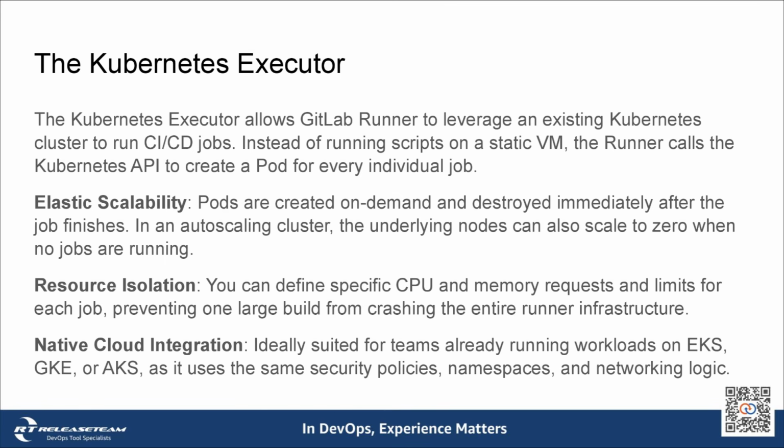If you have 100 jobs, but your VM only has 16 gigabytes of RAM, 90 jobs will sit in a pending state. Kubernetes leverages an entire cluster. It can distribute 100 jobs across dozens of nodes. If the cluster runs out of space, features like Cluster Autoscaler can automatically provision new nodes to meet the demand.